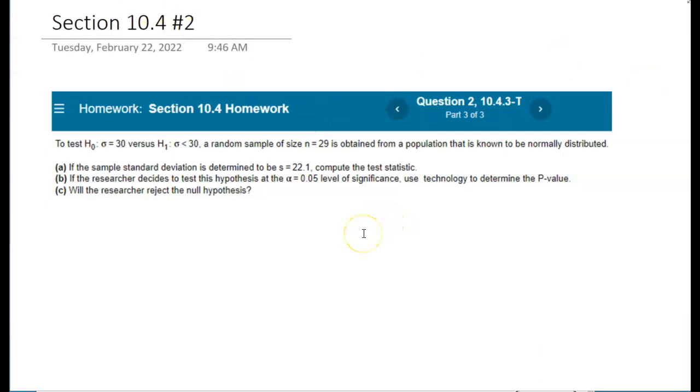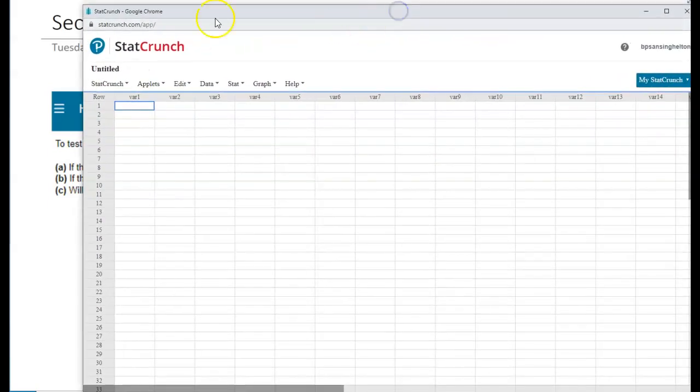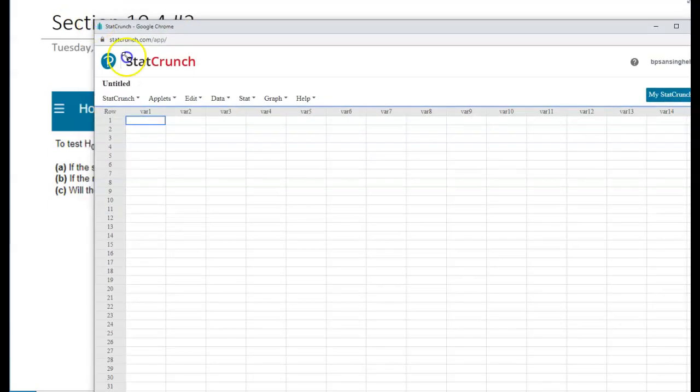The trickiest part about doing these problems where we're looking for population standard deviation is to remember, when you're using StatCrunch, that StatCrunch deals with variance instead of standard deviation, and the variance is the square of the standard deviation. So we have to adjust things as we go. So we're going to open StatCrunch for this problem. It's just giving us things to plug in to StatCrunch. So let's go ahead and do that.